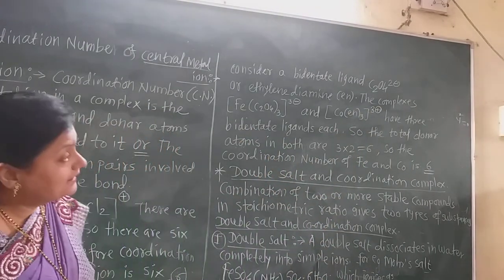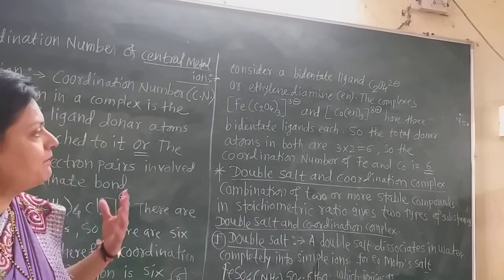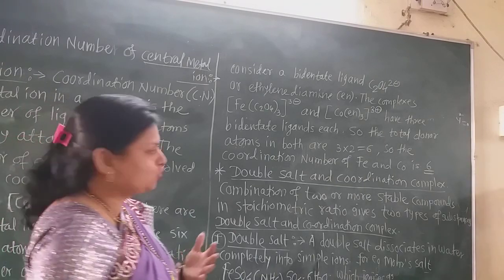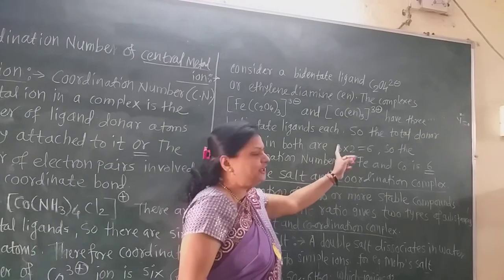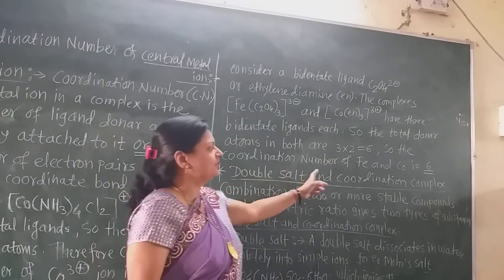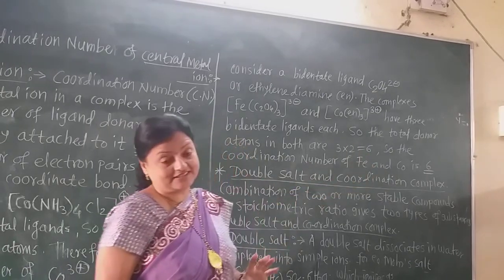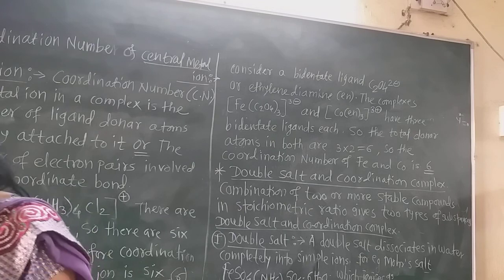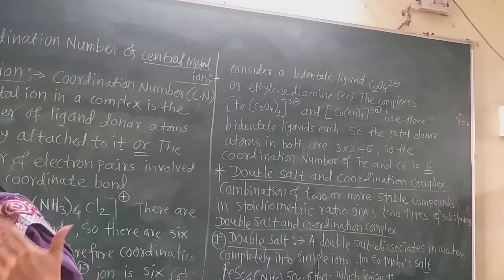Now here they have 3 bidentate ligands, and because 2 donor atoms are there in each, 3 into 2 is equal to 6, and therefore the coordination number of ferrous and cobalt is 6. So you must know how to calculate the coordination number.